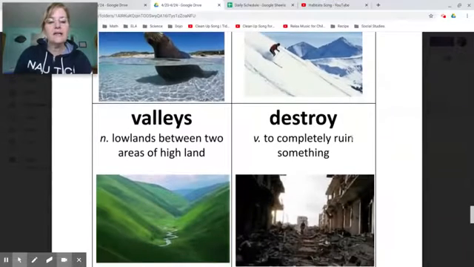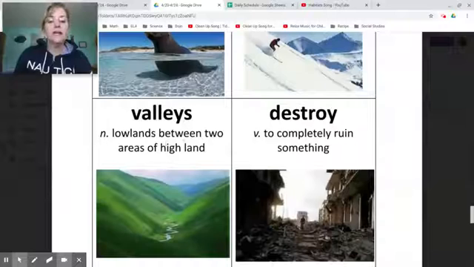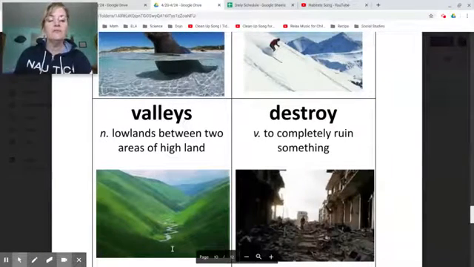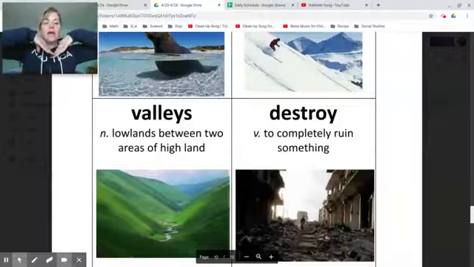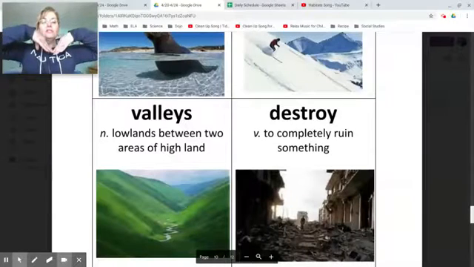And our last word for the day is valleys. Those are lowlands between two areas of highlands. So, this right here is a valley. So in the ocean, you can have ocean valleys, you can have valleys in the ocean. So two steep slopes will form to have a little valley down there.